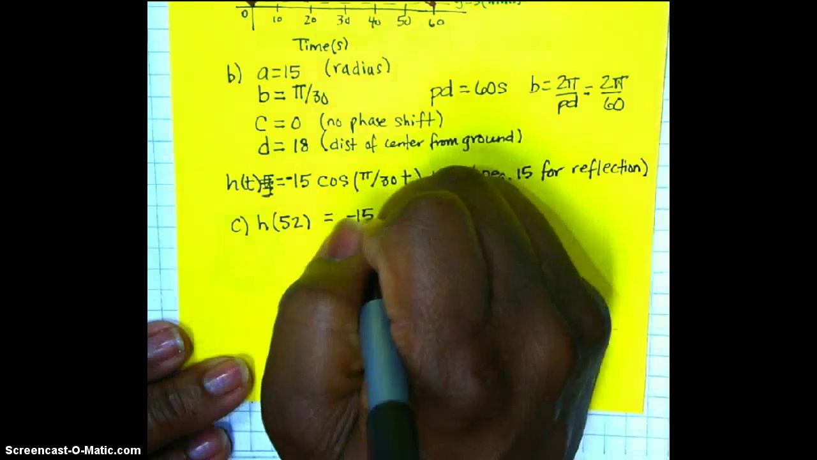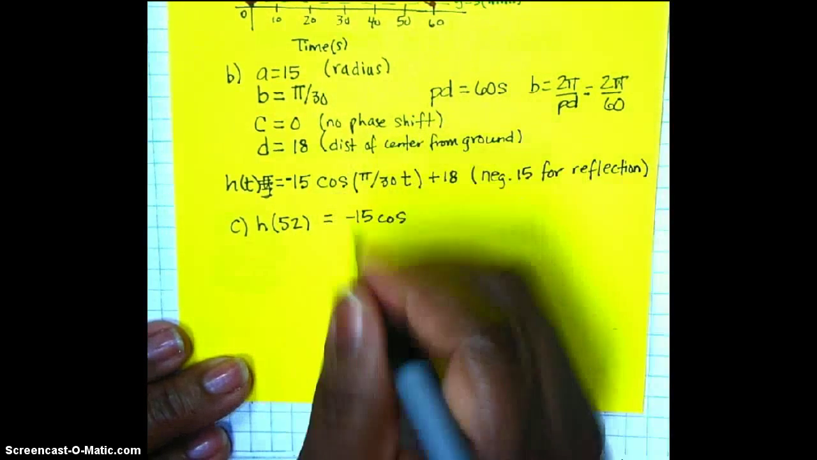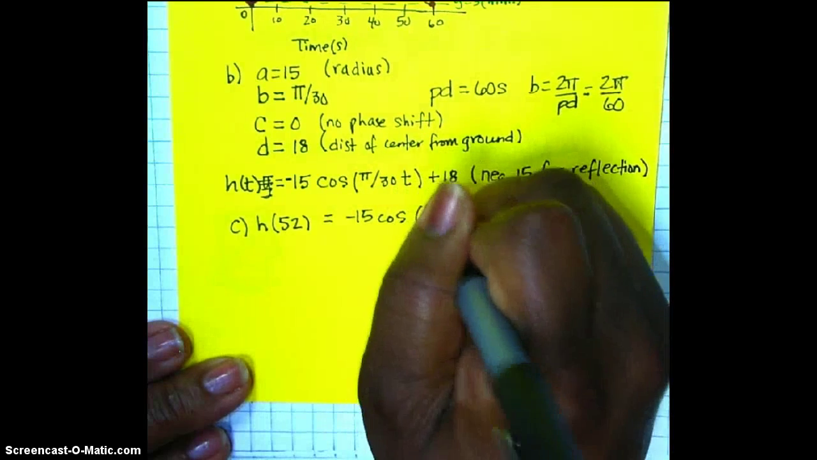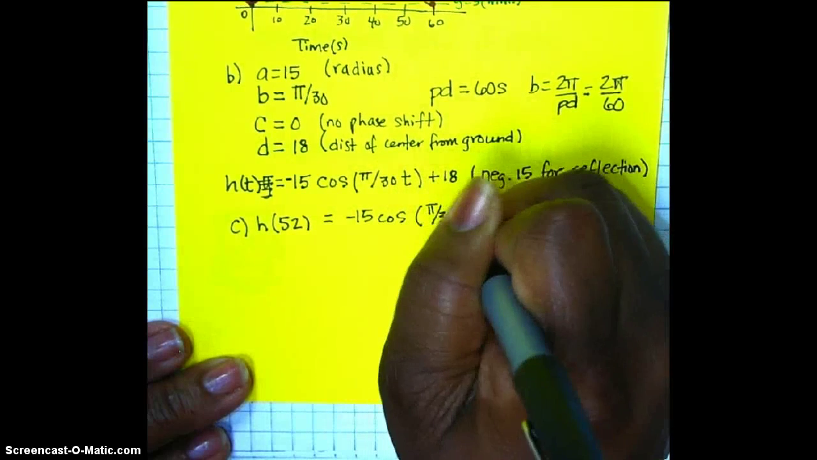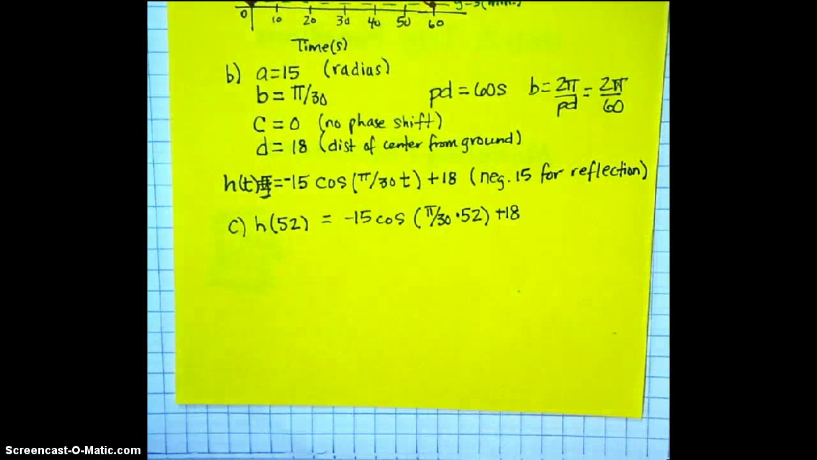So technically, we're just going to plug in 52 wherever we see t. So h of 52 is negative 15 cosine pi over 30 times 52, close the parentheses, plus 18. And we're going to use our calculator to find this out. So go ahead and grab your graphing calculator.